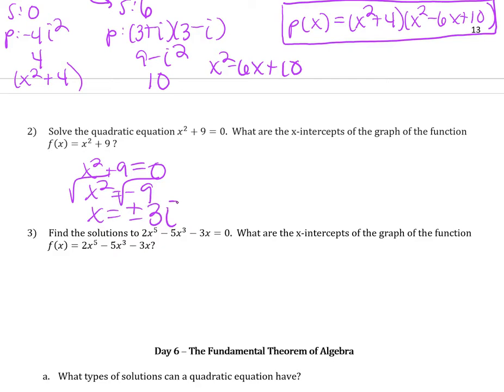Again, notice how I'm using the word solutions. These are not x-intercepts. Imaginary solutions are not going to cross the x-axis. So when it asks you what are the x-intercepts, there aren't any. There are solutions, but there are not x-intercepts.